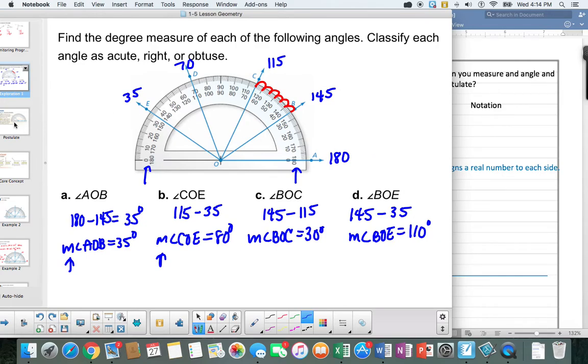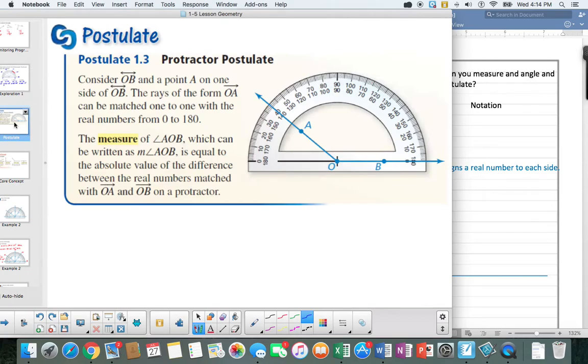Okay, so what have we been doing here? Well, we've been doing the protractor postulate. Remember, we had another postulate which is called the ruler postulate. It associated points on a segment with a coordinate. Well, the protractor postulate associates the side with some number in the protractor. And when you line up these numbers with the sides, you can use them to help you find measure. And again, here's another note. When we're talking about measure, we have to use the m.